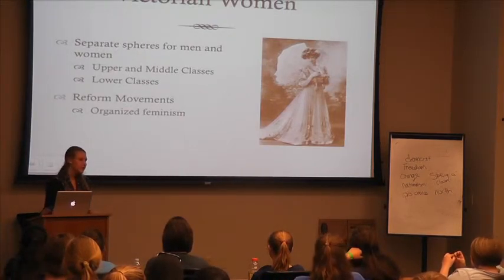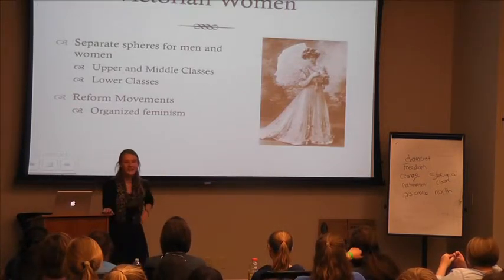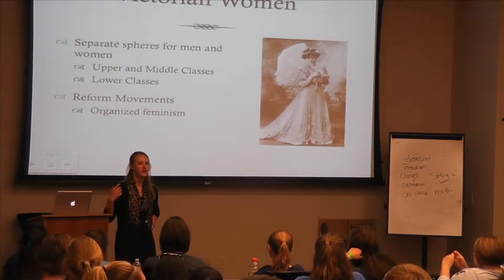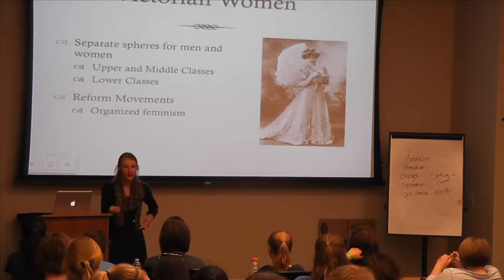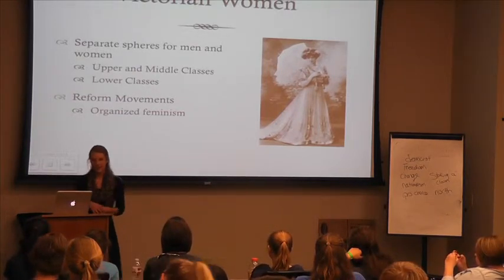So with these reform movements, organized feminism became a thing. People are starting to want the right to vote. They're fighting for suffragist movements for women, and for jobs, and to get to go to college, because women weren't going to college right now. So they're fighting for those jobs and stuff like that.